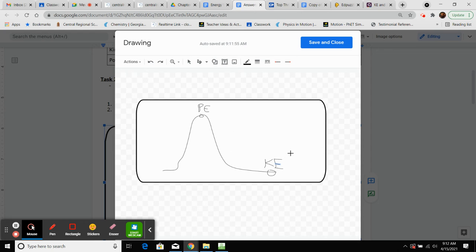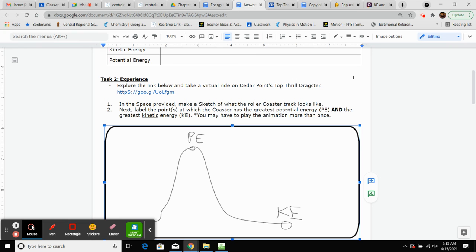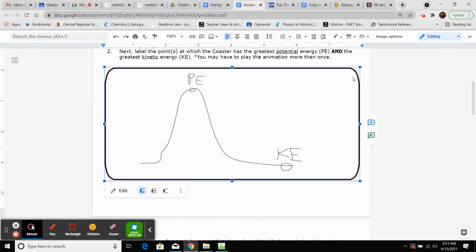Okay, so you guys, once you get it to look something like that, you're going to then save and close. Wait. I was trying to make it look pretty. You don't have to make it look super pretty. Okay. Now I don't know what to put. Potential energy is at the highest. Kinetic at the lowest.